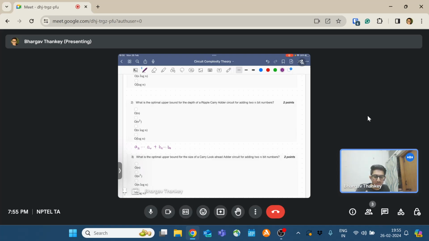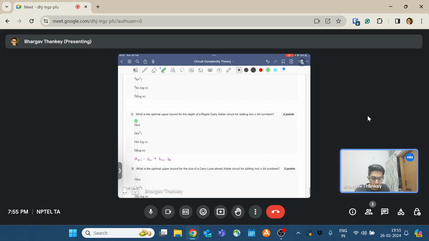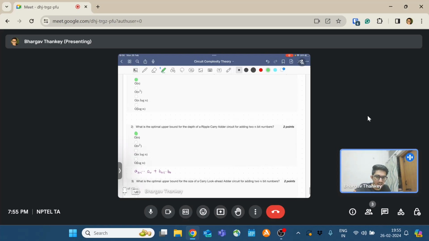Because you need one depth for b0, a0. This should be n minus 1 because n bits. So you need one depth for b0, a0, another for b1, a1, one more for b2, a2, and so on, right? So the depth is order n.